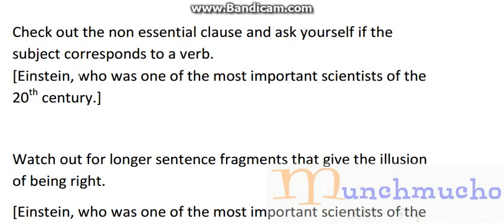So Einstein, who was one of the most important scientists of the 20th century, well, what about Einstein? That sentence fragment over there does not tell us anything. That non-essential clause is not complete.